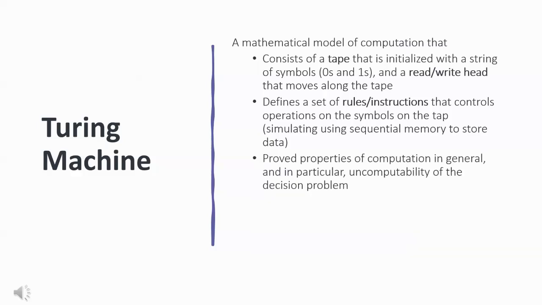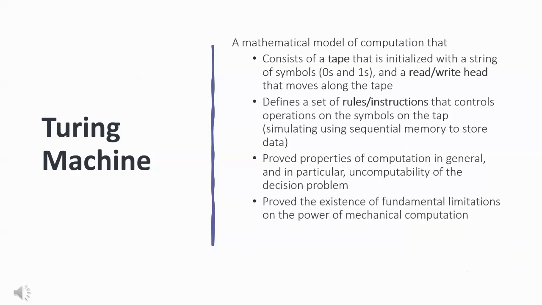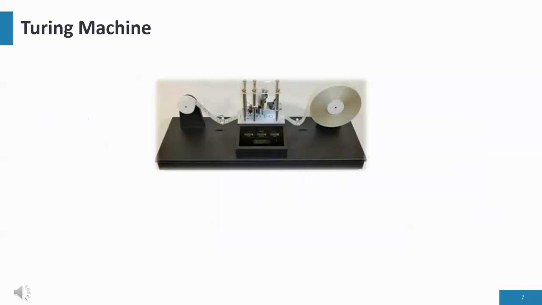And it proved properties of computation in general, and in particular on computability of the decision problem. It also proved the existence of fundamental limitations on the power of mechanical computation. This figure shows an example of Turing machine.